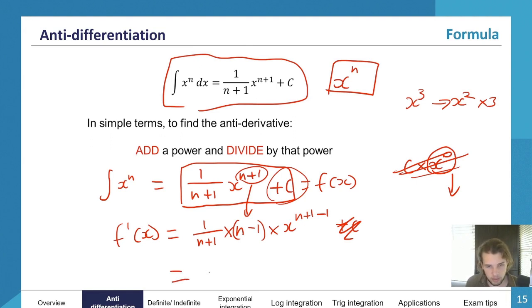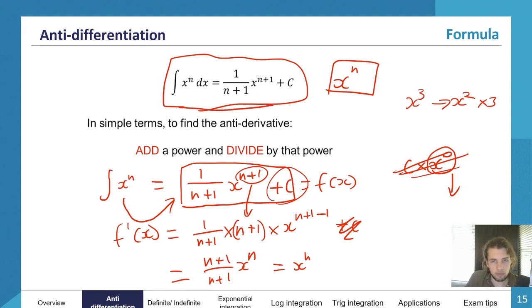So then we can expand this. We have, this should be n plus 1, we have (n plus 1) over (n plus 1) times x to the power n, equals x to the power n. So that's just a little proof that this rule leads to this, and if we derive this, it leads back to our initial value that we initially integrated, just to prove that the anti-differentiation of x to the power n is equal to 1 over n plus 1 multiplied by x to the power of n plus 1, plus c.